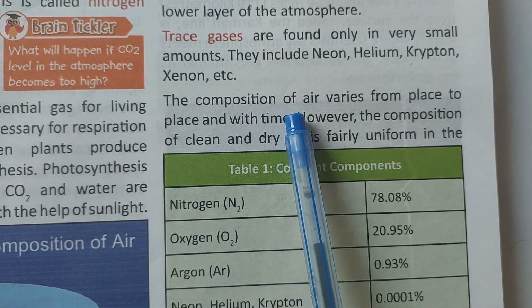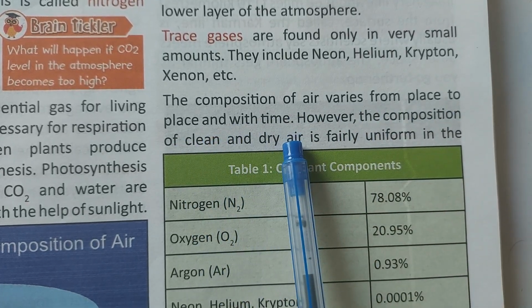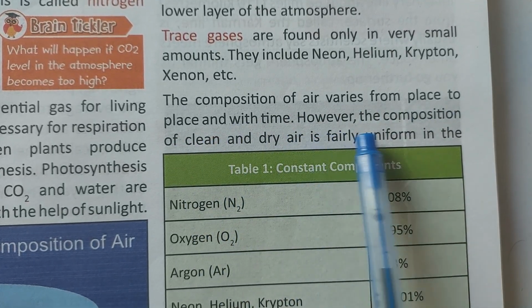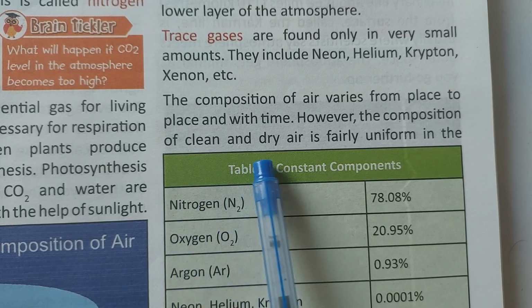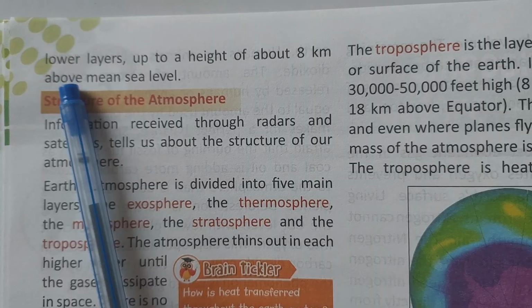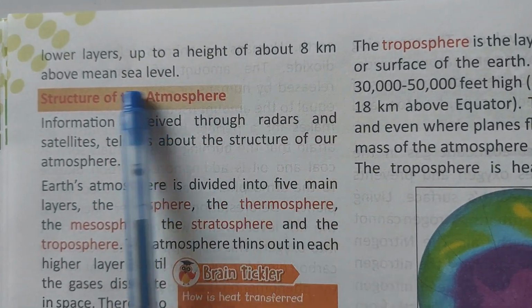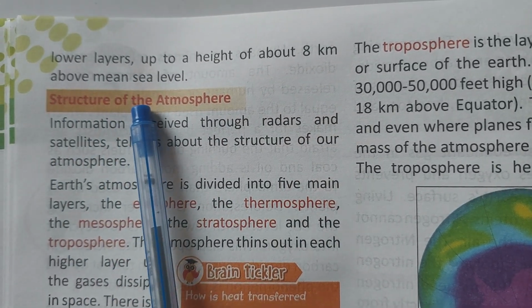The composition of air varies from place to place and with time. However, the composition of clean and dry air is fairly uniform in the lower layers up to a height of about 8 km above mean sea level.